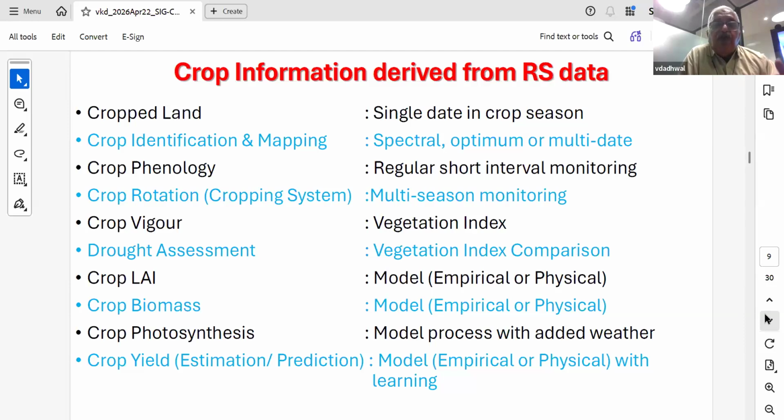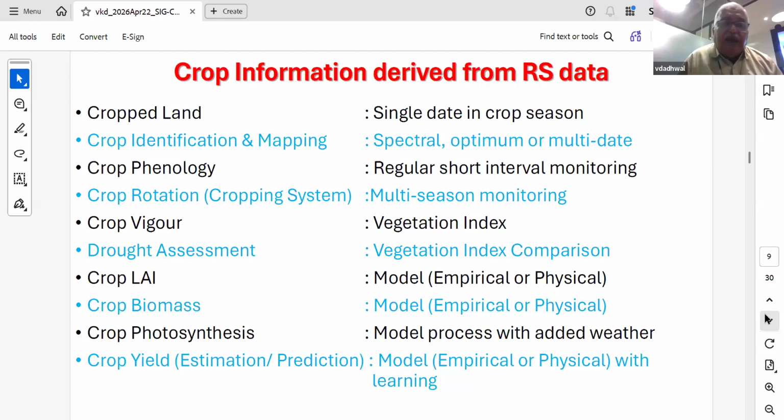The next ones are based on quantitative things. Earlier we were doing pattern discrimination. Now we are trying to quantitatively assess crop vigor. Various vegetation indices are there. Then to say it is a drought, we compare a vegetation index with a standard vegetation index, good year, bad year, or scale it. Then the LAI, leaf area index: you should have a model which can be either empirical or physical. The next stage is crop biomass. Again, this can be done only through a model.